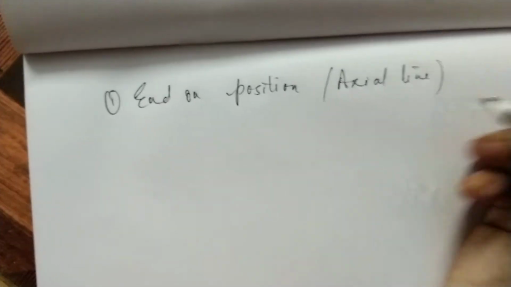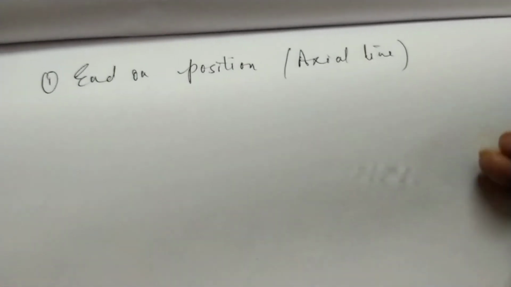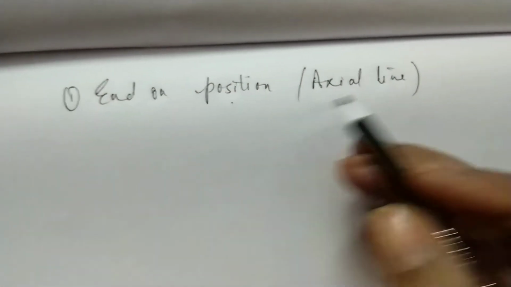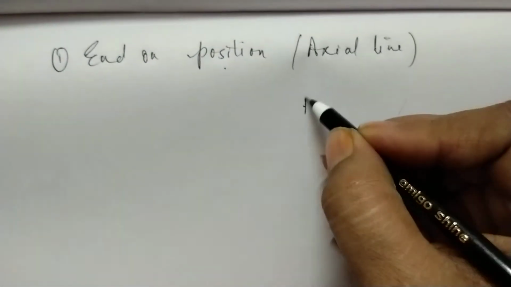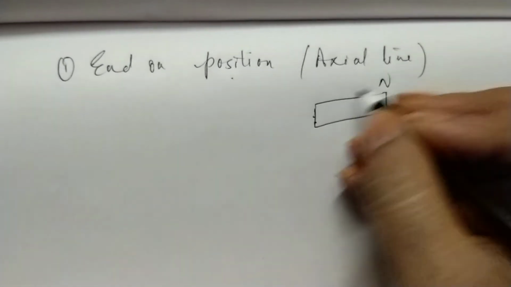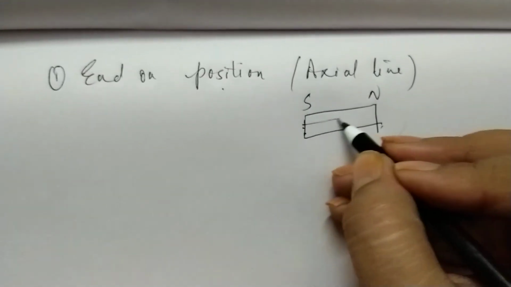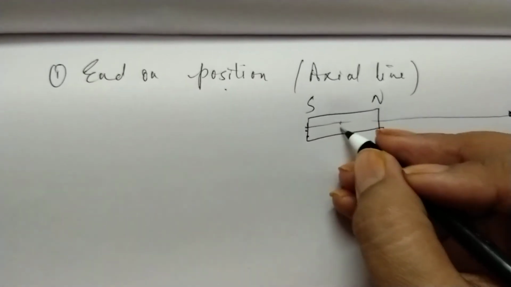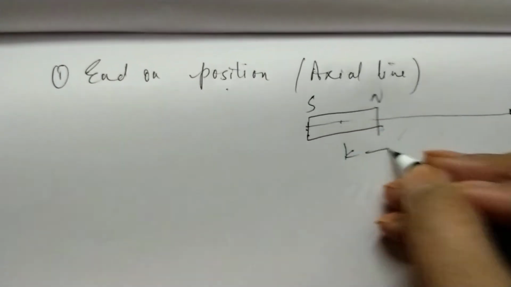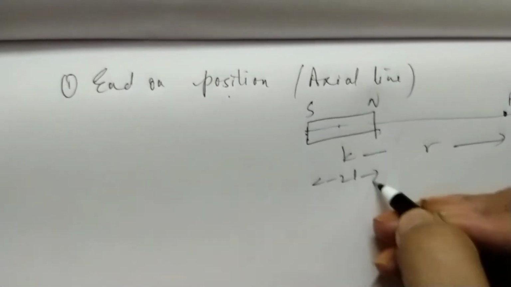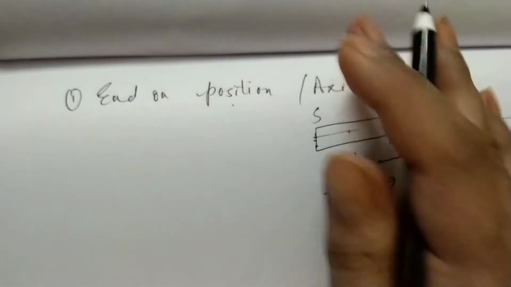When we were doing the chapter on electrostatics, we had already derived this condition, so we need not do anything again. Suppose this is a magnet, with this the north pole and this the south pole. This is the axial line. Let us assume this point is P and this is the center, at a distance r from here. The total length is 2L, and m is the magnetic dipole moment.